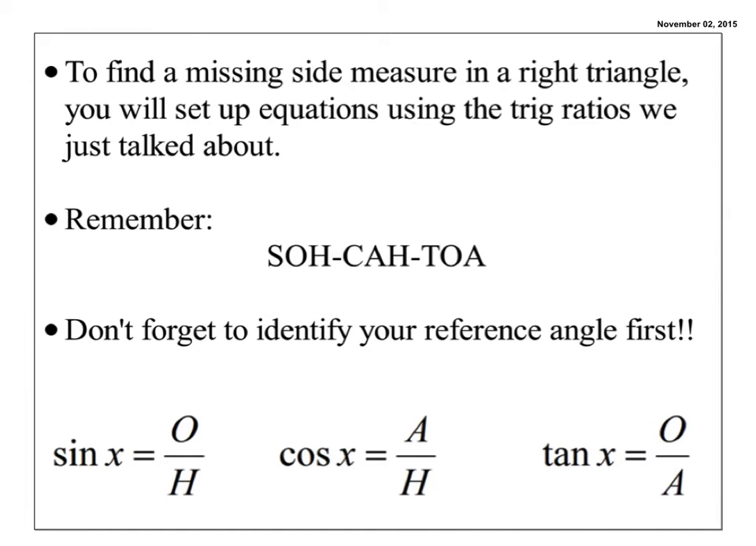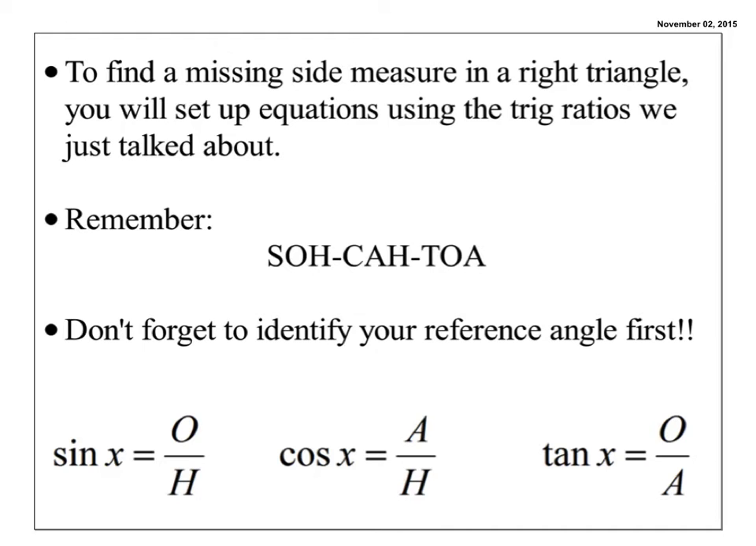When we are talking about trig equations and solving equations using trig, the first thing that you need to know is that for today we're only going to be solving for missing side measures. We will deal with missing angle measures tomorrow because the equations are set up just a little bit differently. In your first bullet, it says to find a missing side measure in a right triangle, you will set up equations using the trig ratios that we talked about yesterday.